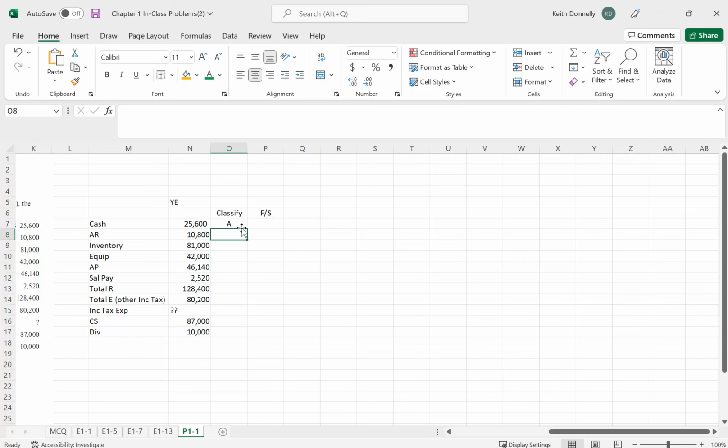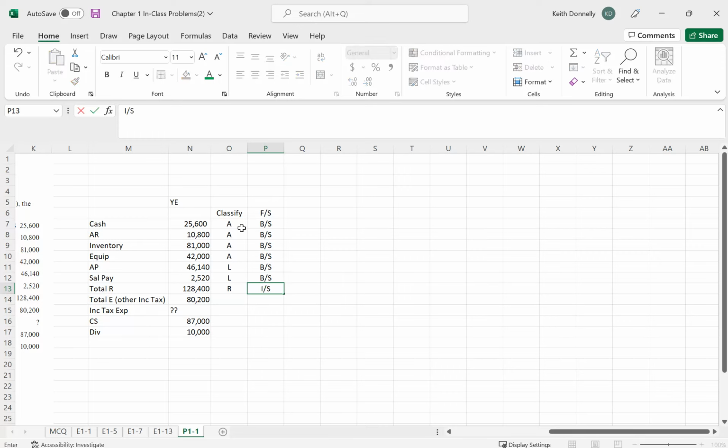So cash, it's an asset. It's on the balance sheet. Accounts receivable, an asset on the balance sheet. Inventory, an asset on the balance sheet. We have equipment, that's an asset on the balance sheet. We have an account payable. Remember we said payables are liabilities on the balance sheet. Salary payable, liability on the balance sheet.